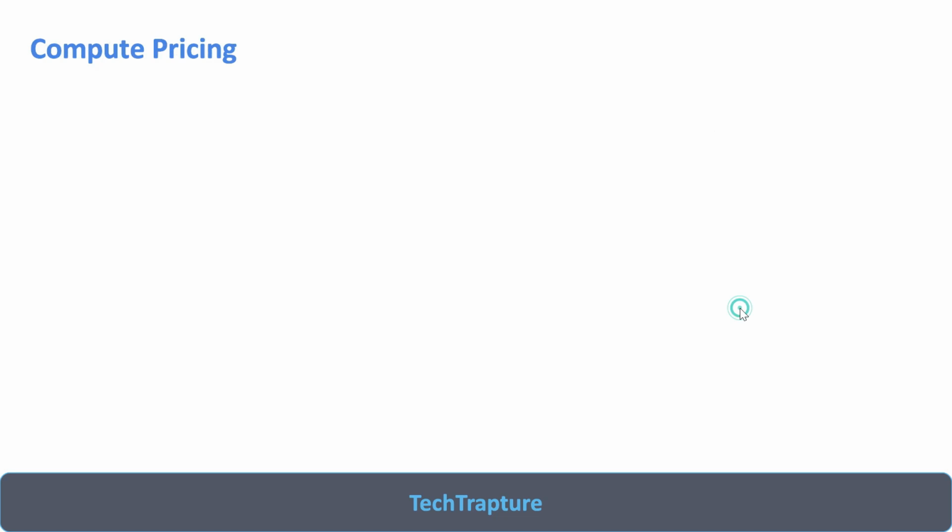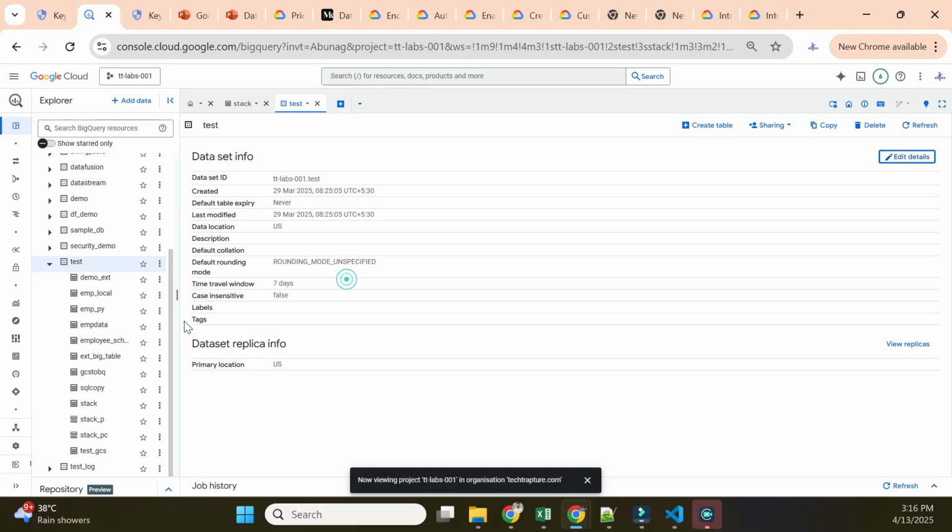Let's check what is next, compute pricing. So compute pricing is based on how much data we are querying. BigQuery is a columnar database, so it will cost us based on how many columns we are querying instead of how many records we are querying. I will just show you one example. Let me go back to Google Cloud Console. I will take the example of the same table, the stack table.